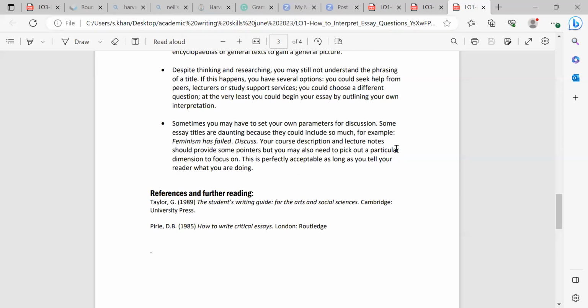Some essay titles are daunting because they include so much. For example, "Feminism has failed. Discuss." Your course description and lectures should have some pointers, but you also need to pick out a particular dimension to focus on. This is perfectly acceptable as long as you tell your reader what you are doing. And these are some references, okay?